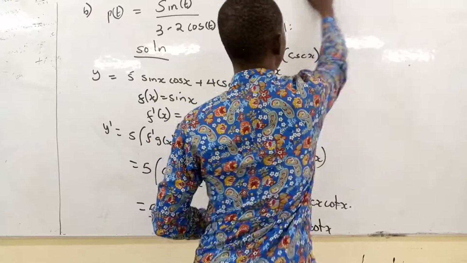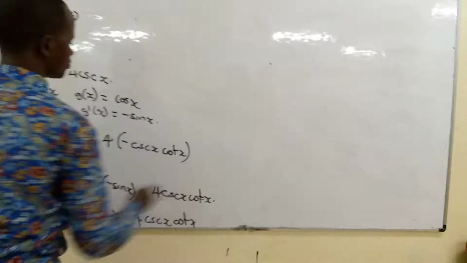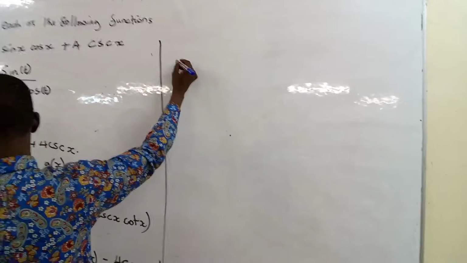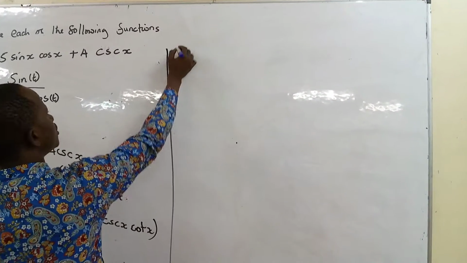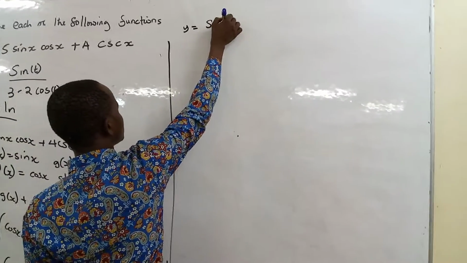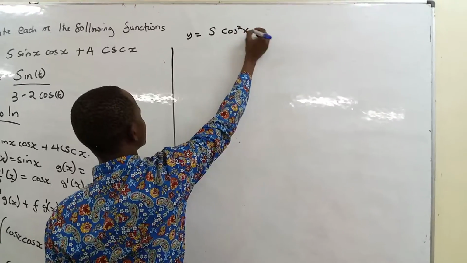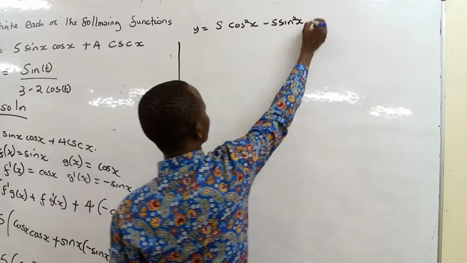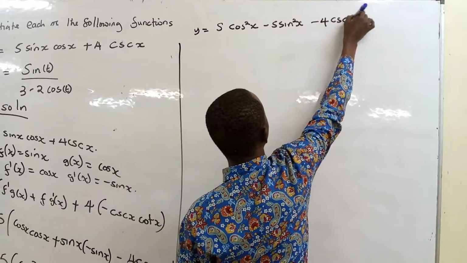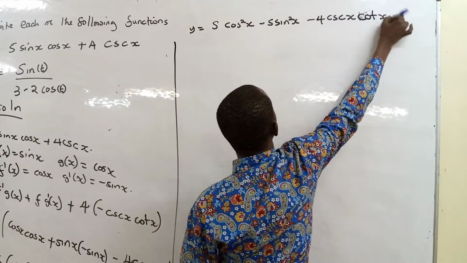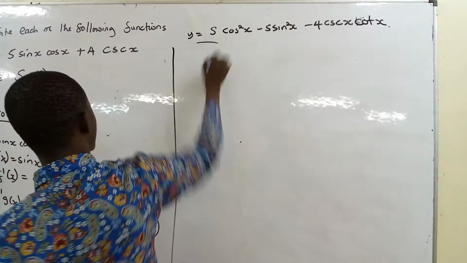So finally, we can write the y prime of that function as 5 cosine squared of x minus 5 sine squared of x minus 4 cosecant of x cotangent of x. That is the final answer of that function.